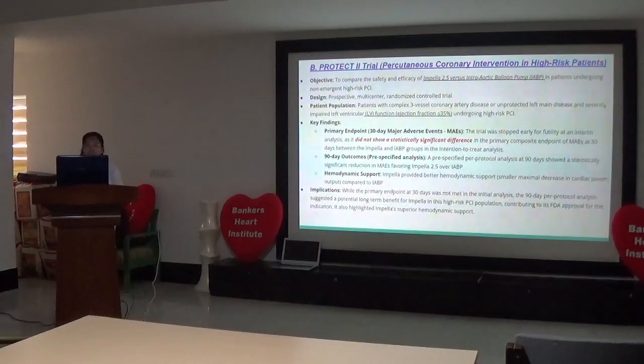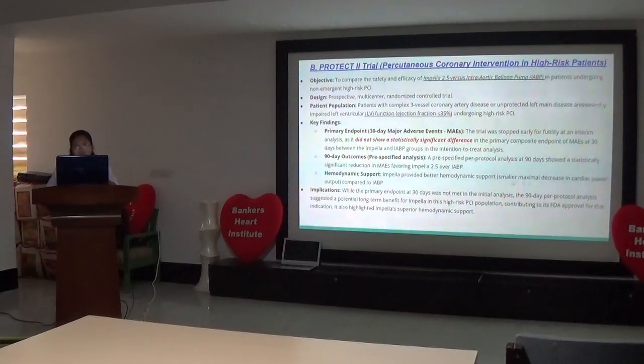Second came the PROTECT II trial, protected percutaneous coronary intervention in high-risk patients. It was to compare the safety and efficacy of Impella 2.5 versus IABP in patients undergoing non-emergent high-risk PCI. It was an RCT. Patients with triple vessel disease, complex disease or unprotected left main and severely impaired LV function, less than 35%, were undergoing high-risk PCI. The primary endpoint was 30-day major adverse events. The trial was stopped early because there was no change seen. There was no statistically significant difference between IABP and Impella in the primary composite endpoint.